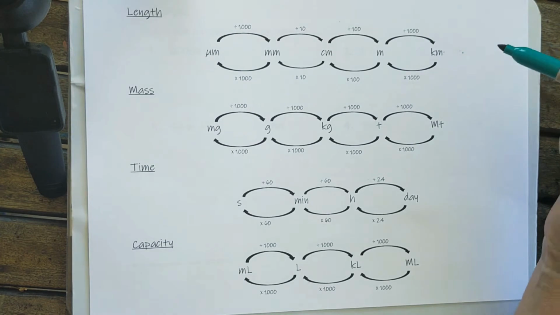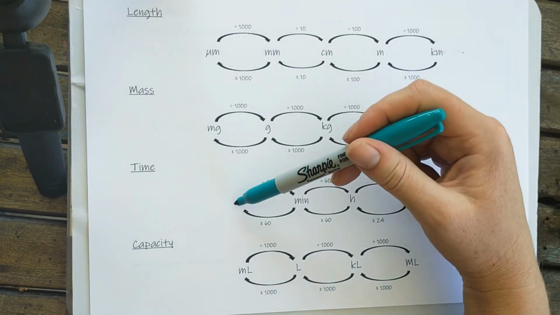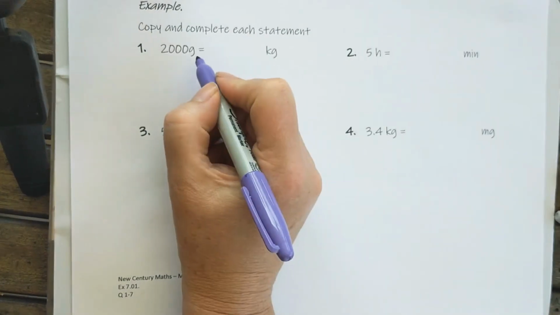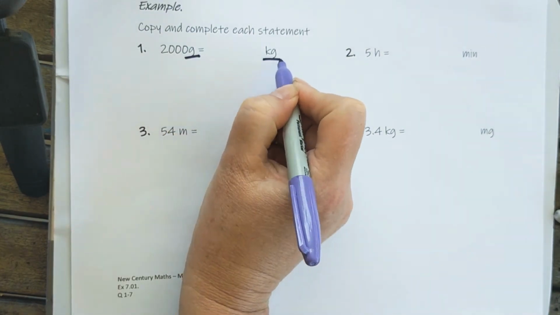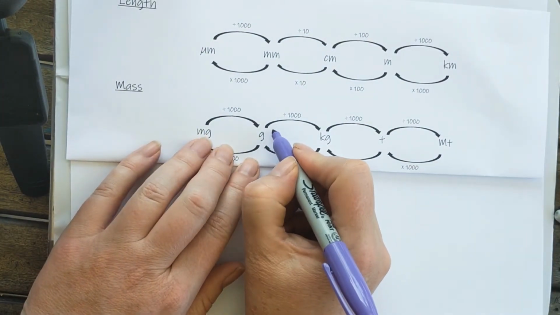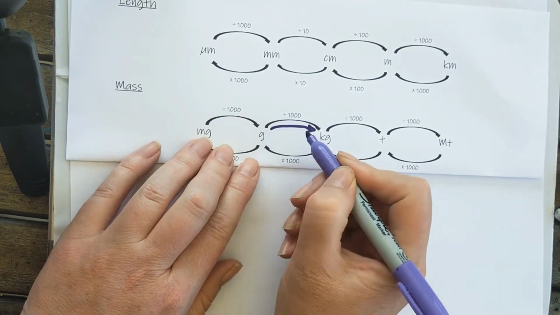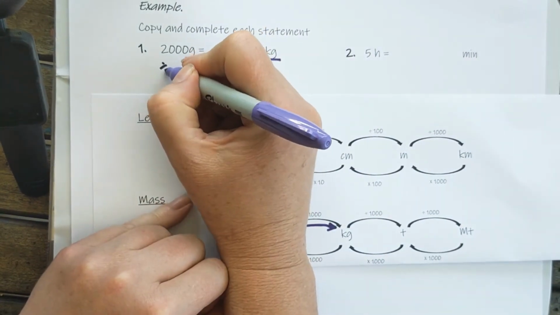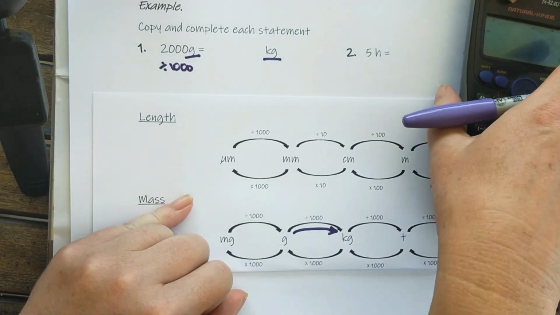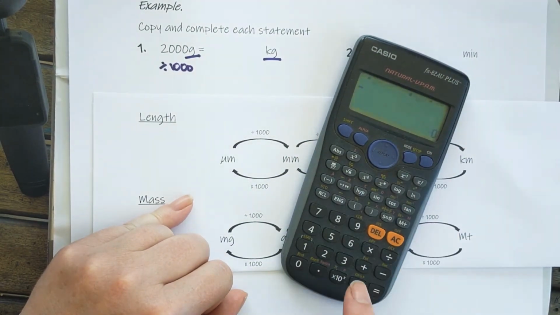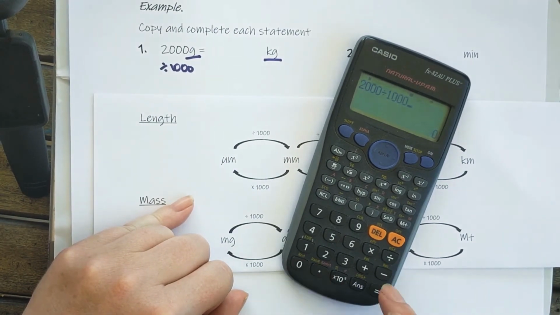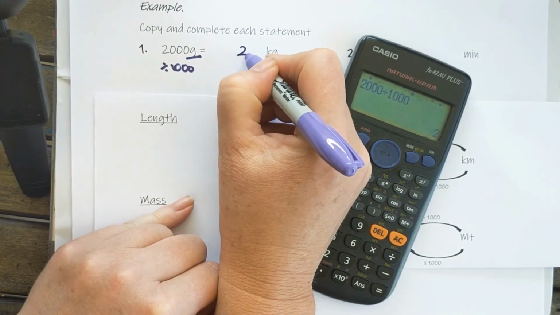We're going to spend our time just looking at the skill of changing between one unit and another unit. So let's have a look at our first example. And our first example asks us to change from grams to kilograms. So let's have a look at our diagram. And if we're going to change from grams to kilograms, then we have to divide by 1,000. So we write divided by 1,000 down so we know what we're going to do. And then we're going to use our calculator to do it. So we're going to press 2,000, because that's in our question, divided by 1,000, and the answer is 2.